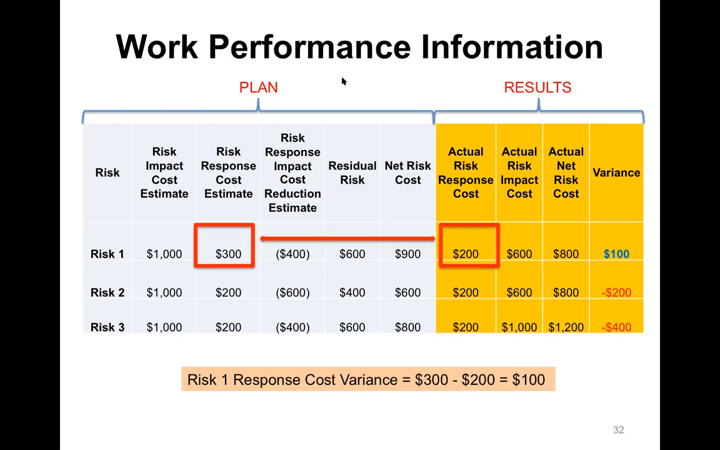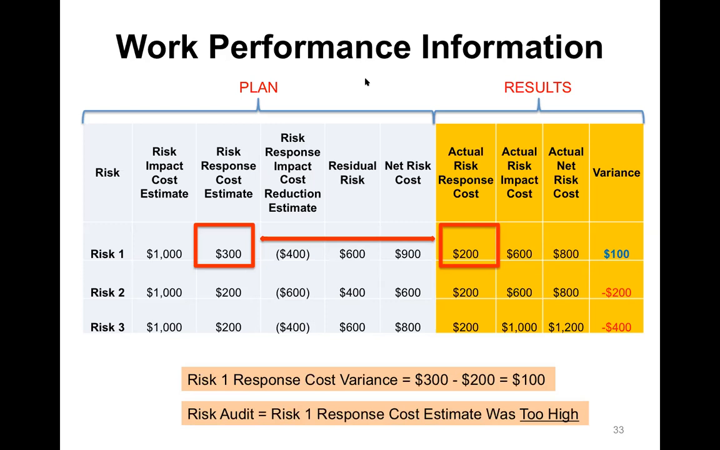Let's look at the cost of the risk response itself. We estimated the cost of the risk response to be $300, but it actually cost us $200. So that's where our positive variance comes from. We estimated that the risk response cost was higher than what it actually ended up being. So in a risk audit, that would be something we look at. Risk response 1 cost estimate was too high, which caused that variance. So we want to look at why it was too high so that we can try to become more accurate in our estimates of our risk response costs next time.